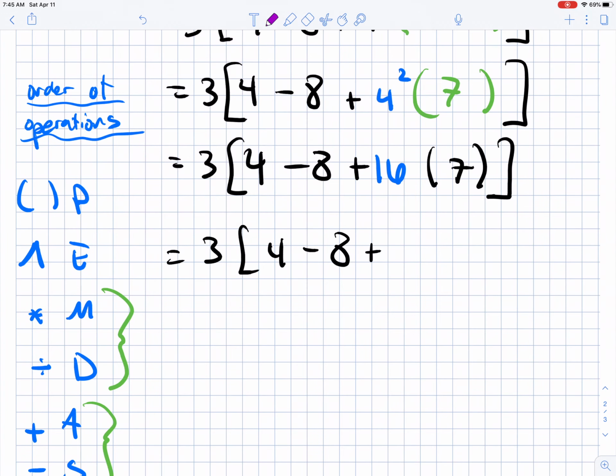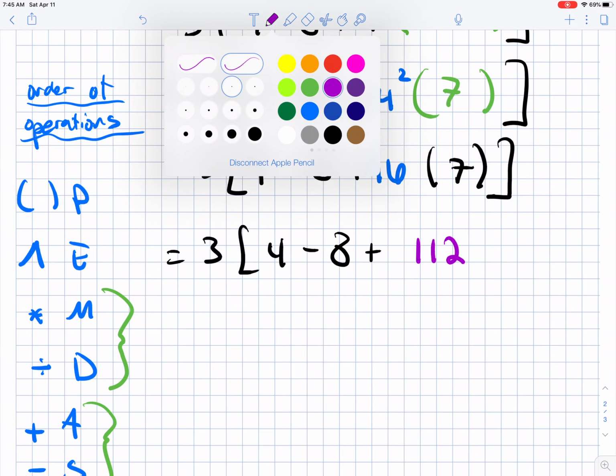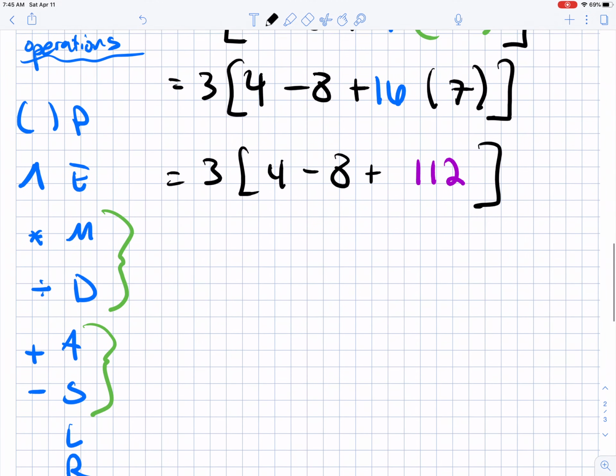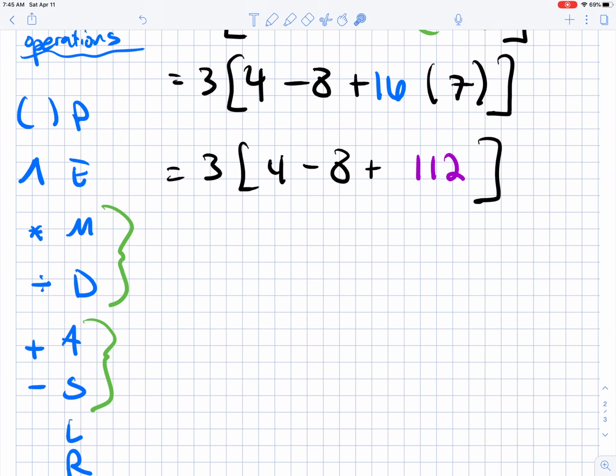I'll do this color. So I think that's 112. Okay, let me see, 70 and 42, yeah. Okay, I'm going to go with this. So now at this point, we have to decide between addition and subtraction. So we can honestly just do this left to right. So 4 minus 8 is negative 4. Negative 4 plus 112 is what? 108. All right. So then that becomes 108.